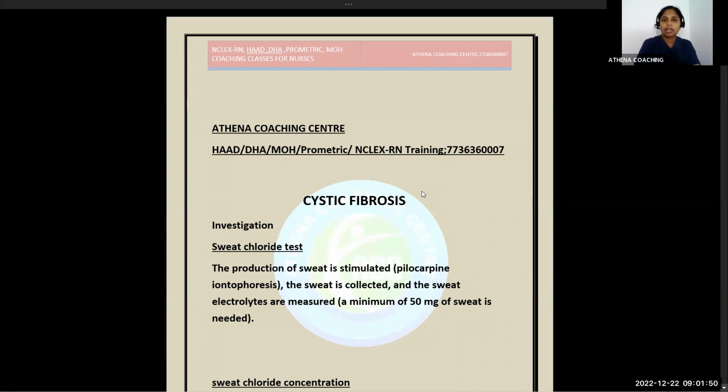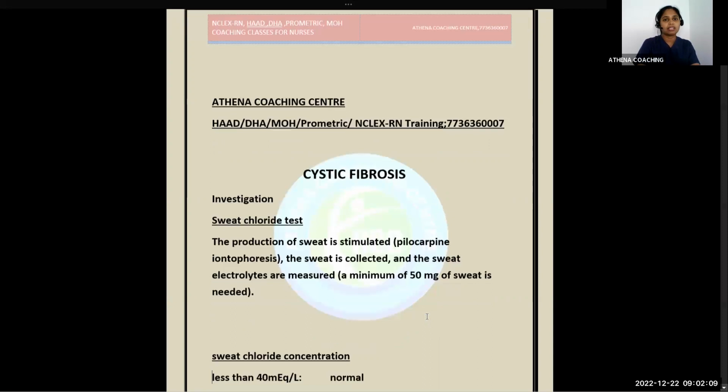After the sweat is produced, you collect a certain amount of sweat and monitor the amount of chloride present in the collected sweat. This is mandatory to know, and you need to understand the interpretation values also. For all nursing exams, you may get a question on this.